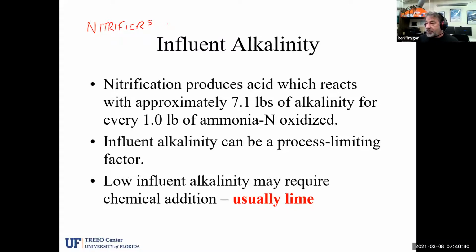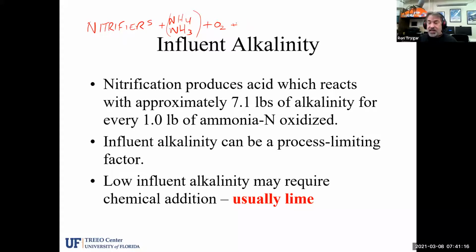So the nitrifiers will attempt to use the ammonium. We're going to put ammonium NH4 and NH3. Remember, some of it's NH3. So they're going to use these as energy. They're going to get energy by breaking this down with the presence of oxygen. So we know that oxygen in general is going to need about 4.6 pounds of oxygen just to do this process. But nitrifiers with ammonium and oxygen, plus something known as alkalinity.